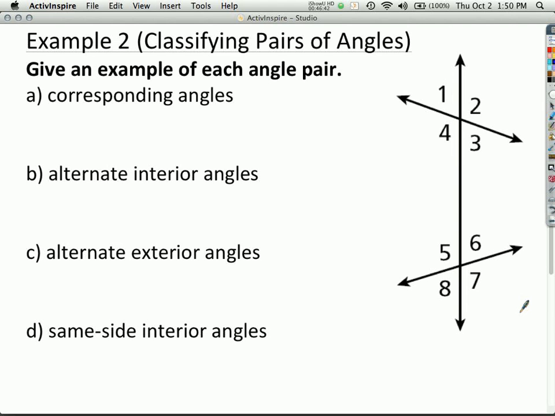So let's see what we figured out already. Can someone give me a pair of corresponding angles? Stephen and then Alexander. Angle 1 and angle 5. Alexander? Angle 3 and angle 7. Very good. Any other ones we can pick out?